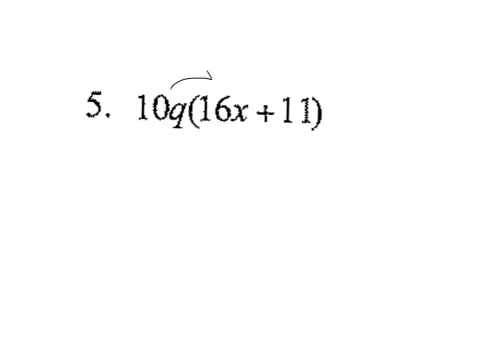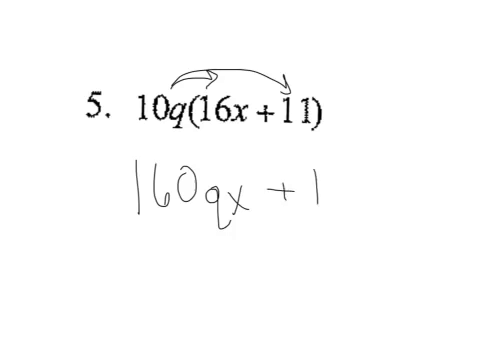All right, so now we have different variables. 10q times 16x is just 160qx. You could also write it as 160xq. It wouldn't matter because it's multiplication. And then you have plus 110q.